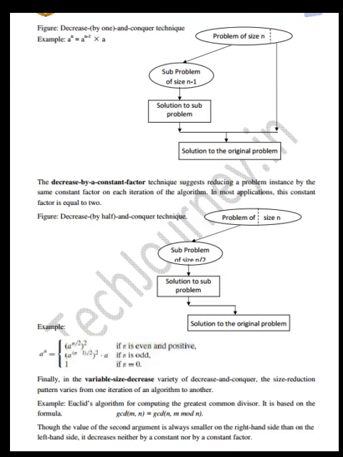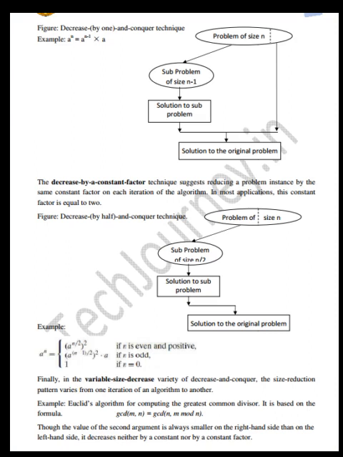See the figure, decrease by 1 and conquer technique. Example: a to the power of n is equal to a to the power of n minus 1, times a. The decrease by a constant factor technique suggests reducing a problem instance by the same constant factor on each iteration of the algorithm. In most applications, this constant factor is equal to 2. See the figure, decrease by half and conquer technique. See the example.